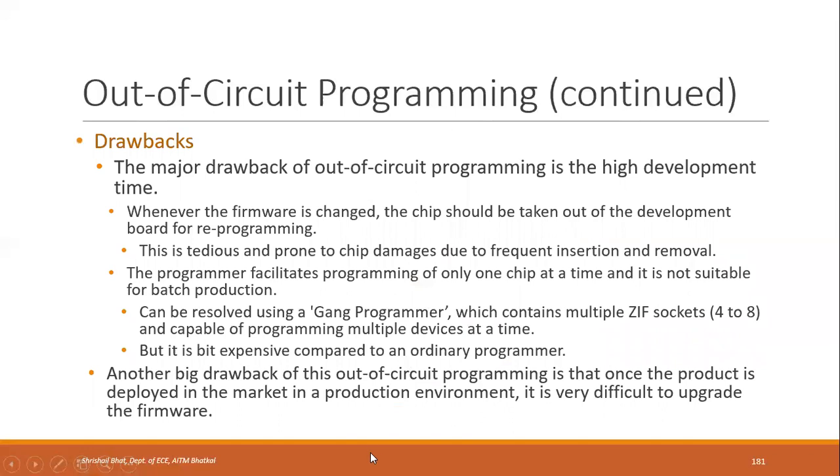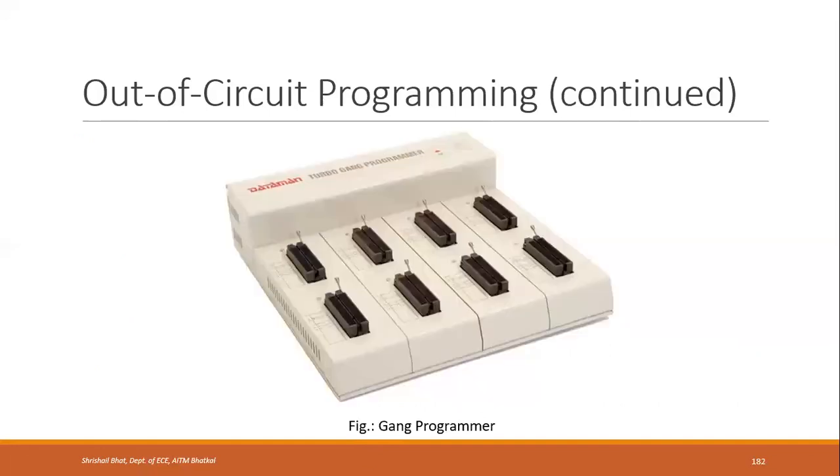One more important drawback is that once the product is deployed in the market in a production environment, it is very difficult to upgrade the firmware. To get the upgrades is very difficult because once it is in the target board, you cannot change the software. You have to remove it, put it in a different device, and then program it. So upgrading is a challenge in the case of out-of-circuit programming.